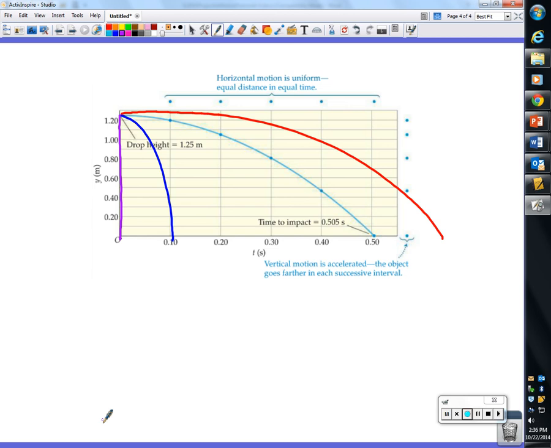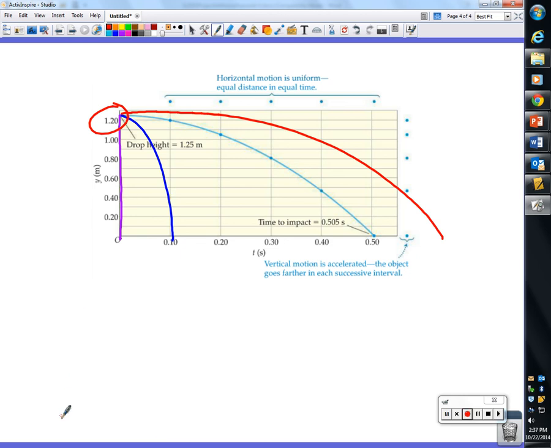No. Regardless of what the horizontal speed is, as long as they all start at 1.2 meters above the ground, they will hit the ground in 0.505 seconds. It goes out further because red is going faster horizontally than blue or dark blue or purple.